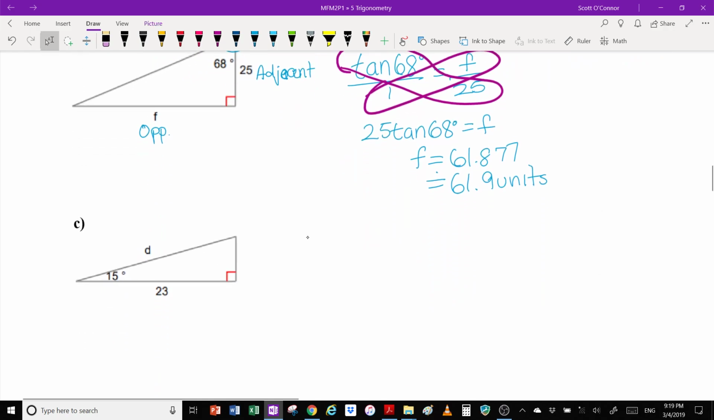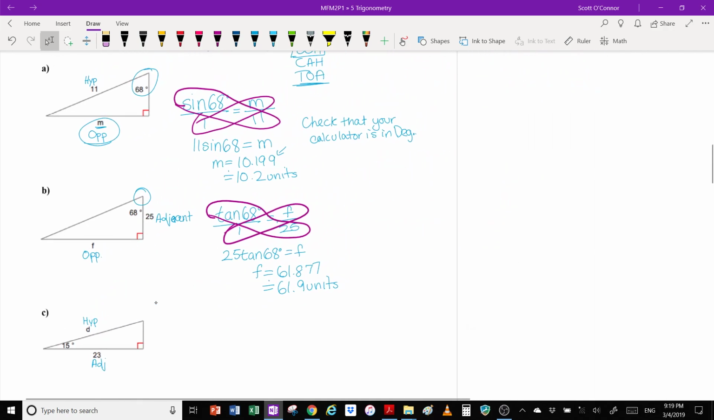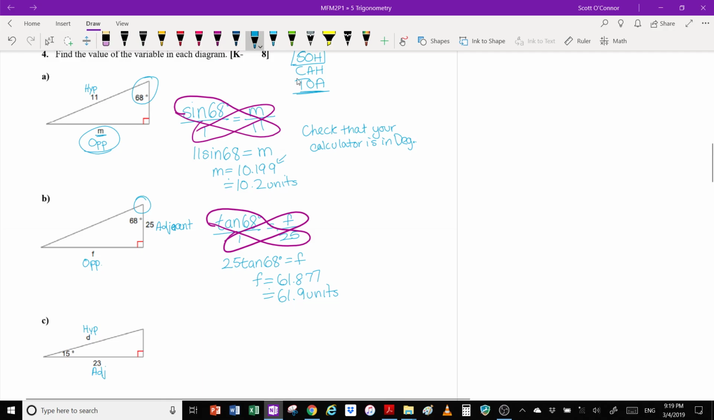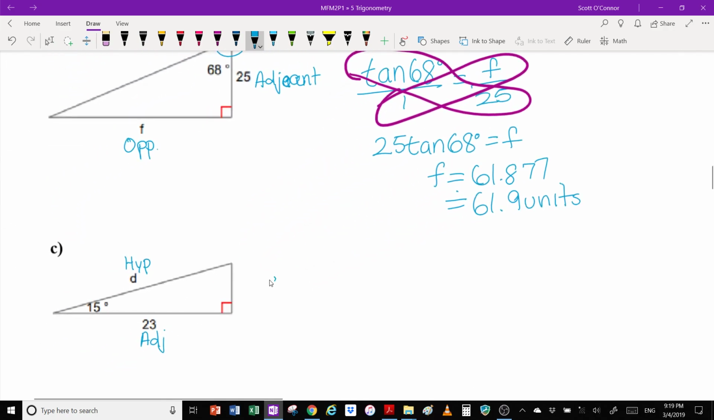So if I'm doing C, again, I'm going to label. Here's my hypotenuse. Here's the adjacent side. And I have to think to myself, which of the trigonometric ratios uses the hypotenuse and the adjacent? Here it is. It's cosine, CAH. So I'm going to then write cos 15 degrees is equal to adjacent over hypotenuse, so over 1. And adjacent is 23 over d, which is the hypotenuse. So this example is slightly different than A and B. Same thing though in the sense that I start off by cross multiplying.